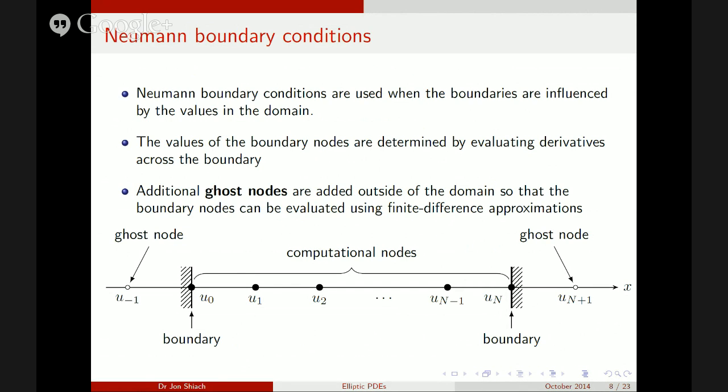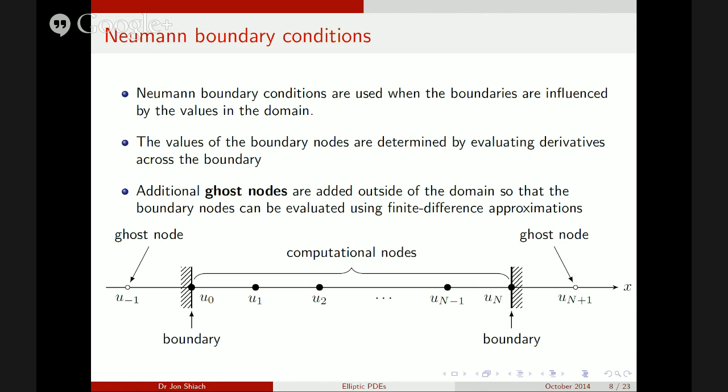Okay, the other type was Neumann, and these are when the values on the boundaries are influenced by the values within the domain. So if something happens within your domain, it's going to have an effect on the boundary node. And this usually has an effect of a derivative across a boundary. The values of the boundary nodes are determined by evaluating derivatives across the boundary.